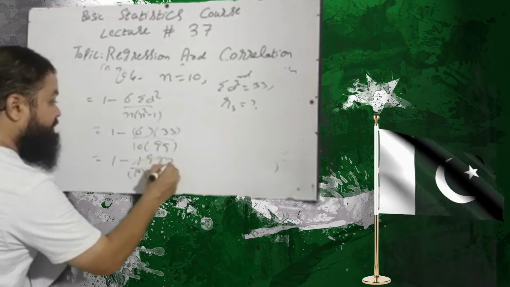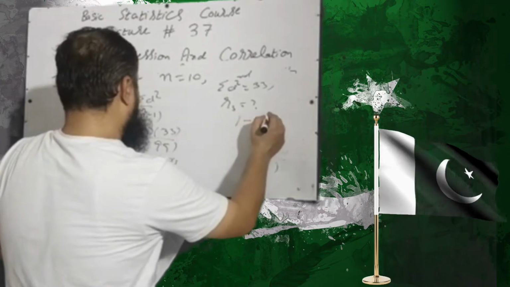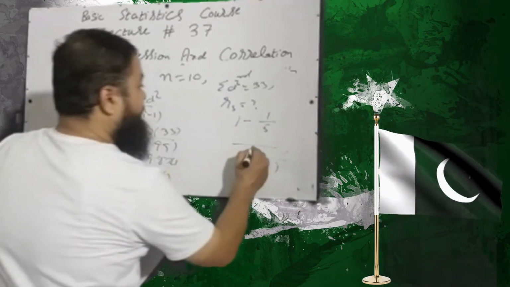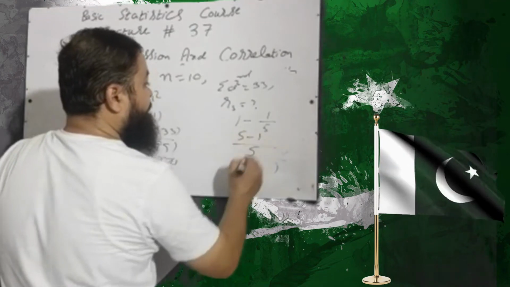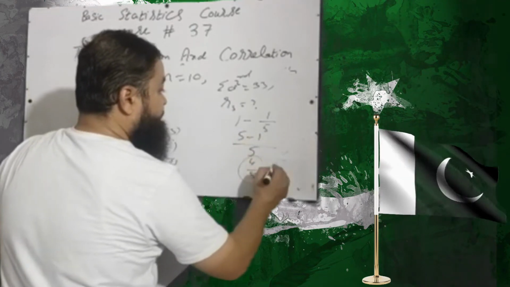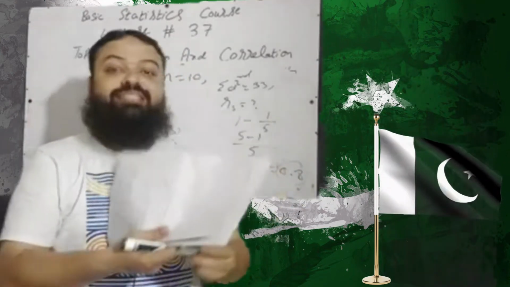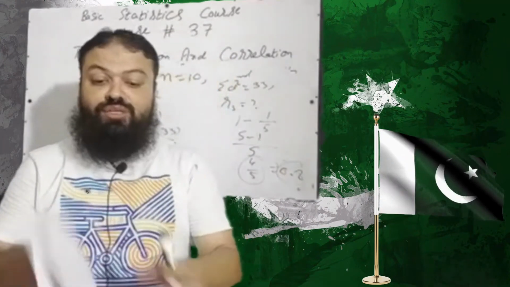99 ones are 99, 2s are 2, 1 by 5, 1 minus 1 over 5. 5 will be the LCM. 5 minus 1, 4 by 5. It means 0.8 is the correct option in the exam. R is 0.8. Now I will discuss theoretical multiple choice questions with you.